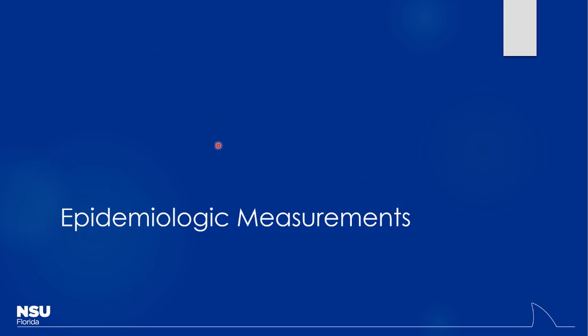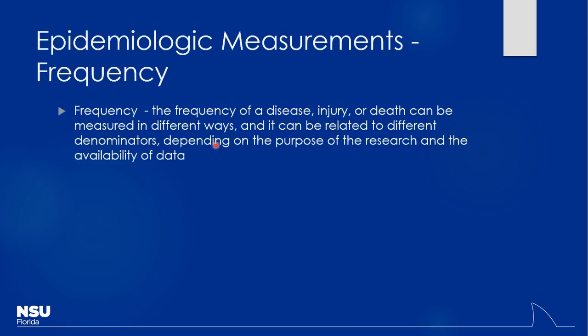So let's talk about some of the measurements that we're going to be looking at in these epidemiologic studies. Some of these terms we've already looked at, or some of them might be familiar. We're going to look at them in the context of doing these types of studies. So frequency, you probably know what that is. It's just how often something is occurring, right? It could be the frequency of disease, death, injury, or lots of different things.